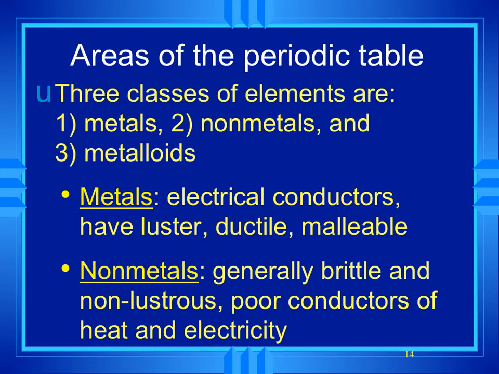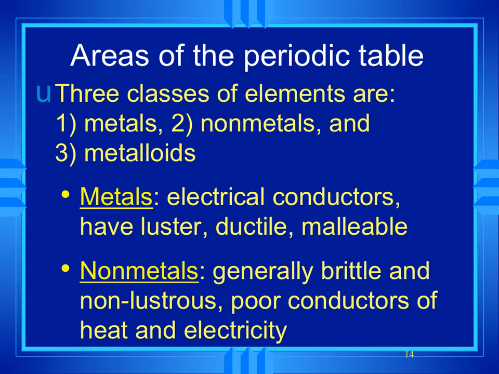So finally, we're going to get into the three main classes of elements. These are metals, nonmetals, and metalloids. For each of these, you'll need to know some different properties. Metals are electrical conductors, they have luster, they're ductile, and they're malleable. Two words that you might be unsure about are ductile and malleable. Ductile means that you can string it into wires. Malleable means that you can take that metal and form it into different shapes.